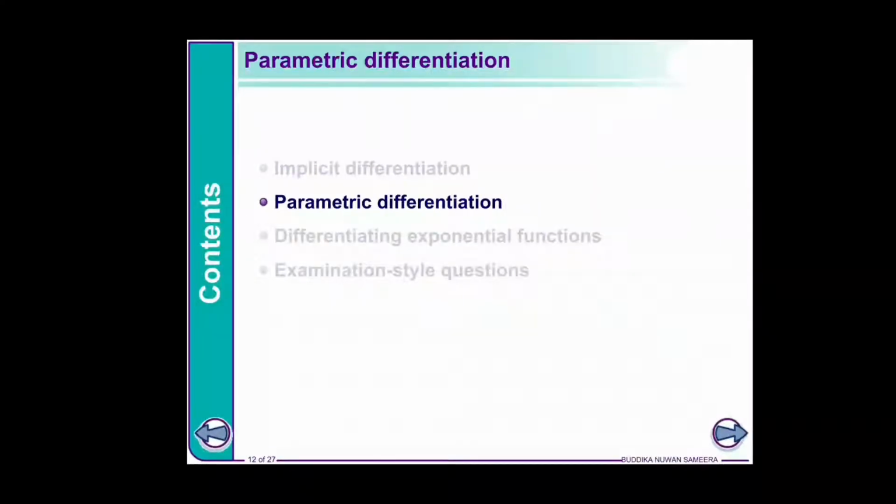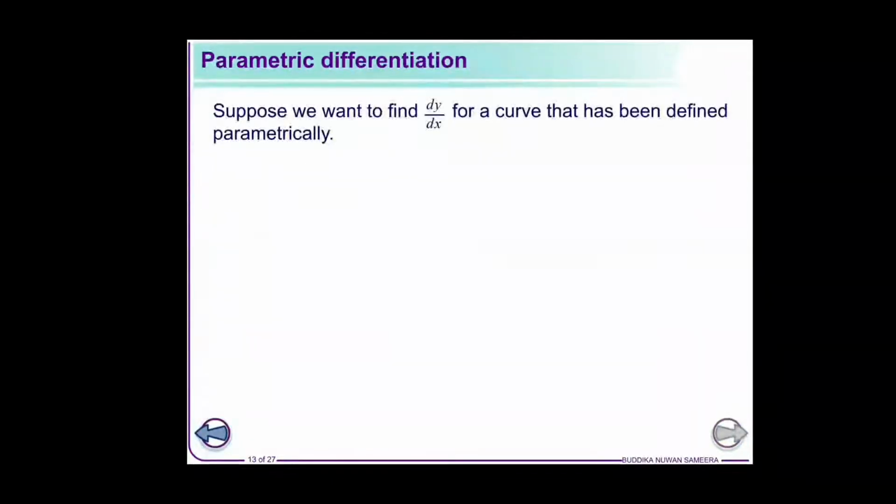So then we are going to move to parametric differentiation. As an example, a parametric equation is there: x equals 2t plus 5 and y equals 3t squared. This is the parametric equation.